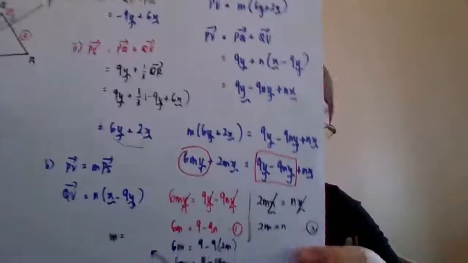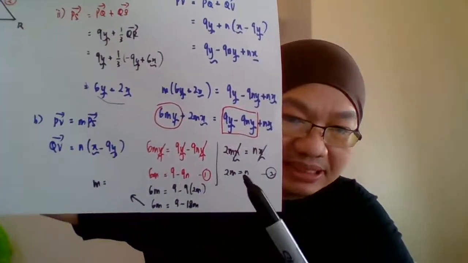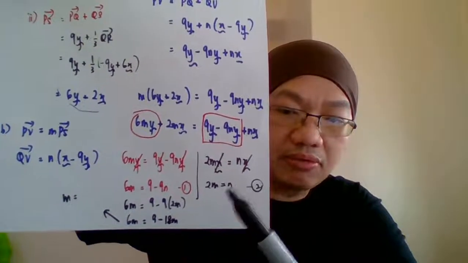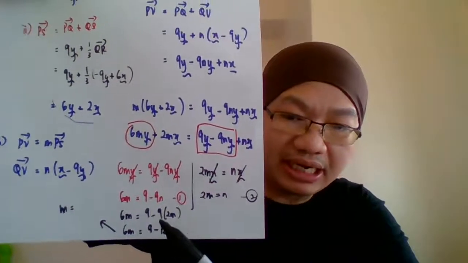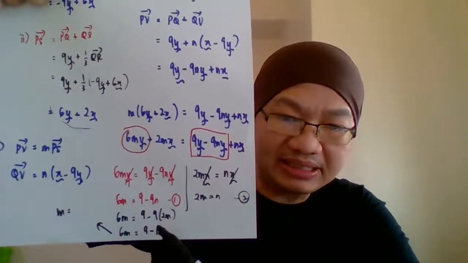Alright, so N is the subject, so we substitute the second into the first equation, so that it becomes 6M equals to 9 minus 9 times 2M. So 6M equals to 9 minus 18M. You see here, this M and this N, first and second equation. Because in the second equation N is the subject, what we can do is substitute the 2M into the first equation like this. Your N here, I substitute with 2M. And then we got 6M equals to 9 minus 18M.